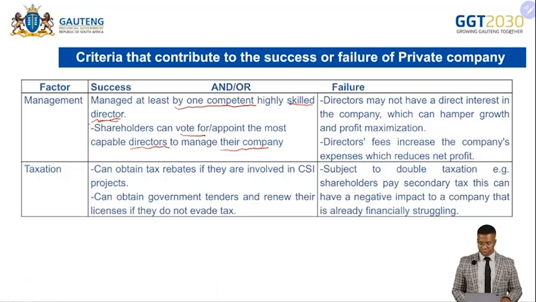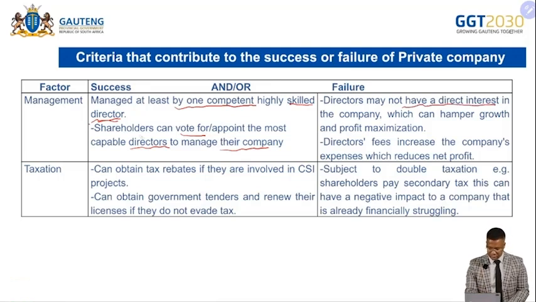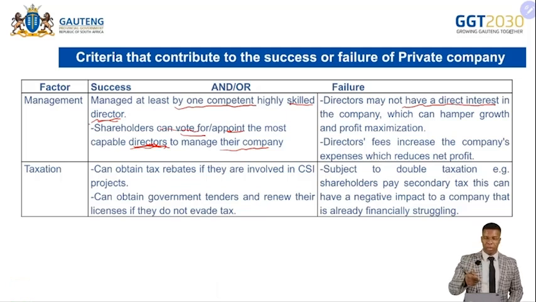However, when you are looking into failure aspects of the private company now, directors may not have direct interest. Remember, look into the success point there. Shareholders can vote and appoint directors who are capable. So these directors did not invest towards the company. They do not have any money that they have contributed towards the company. So hence the failure of allowing these directors to run the company on a day-to-day basis is that they do not have direct interest. It's because they did not contribute any income or any money towards the company.